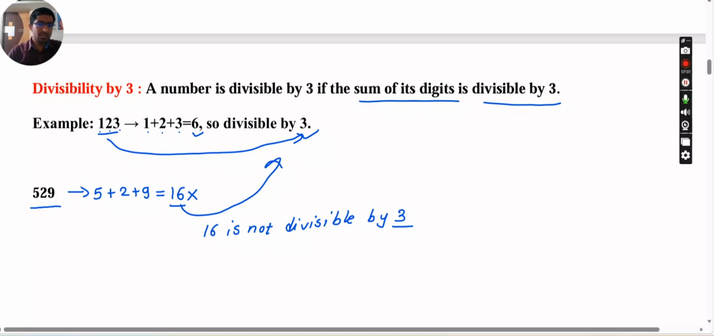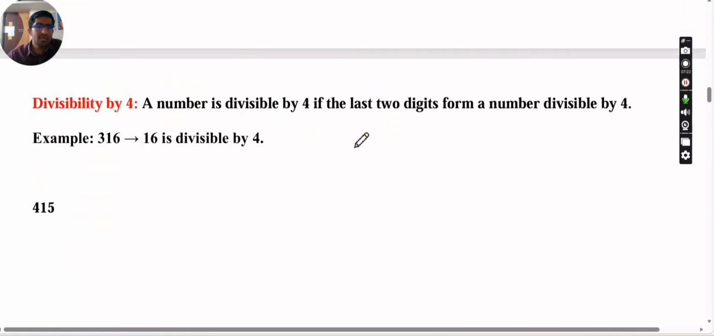So in this way we can understand which numbers are divisible by 3 and which numbers are not divisible by 3. It is a very easy concept. Whichever number they give, whether it is any bigger number or any smaller number, we can use this test to check whether that number is divisible by 3 or not. So these are the tests of 2 and 3.